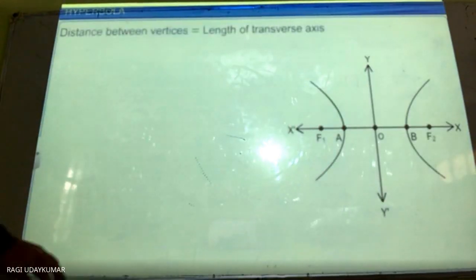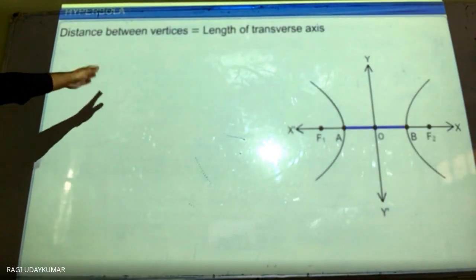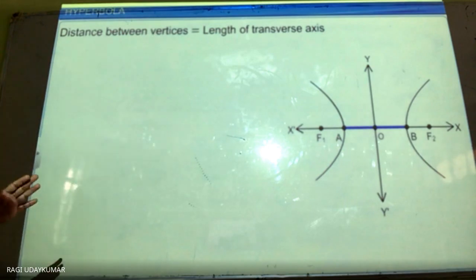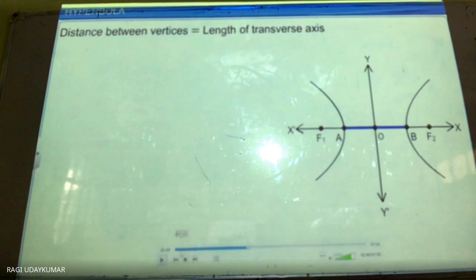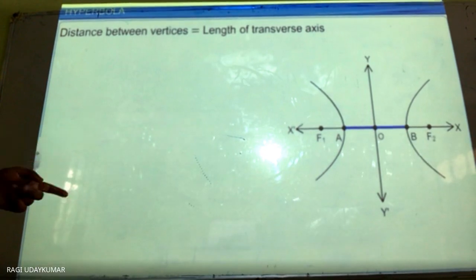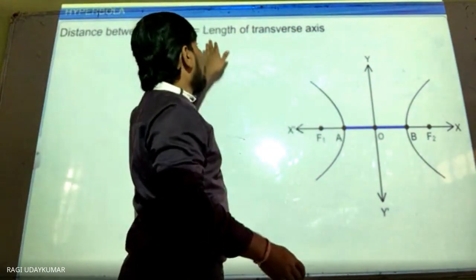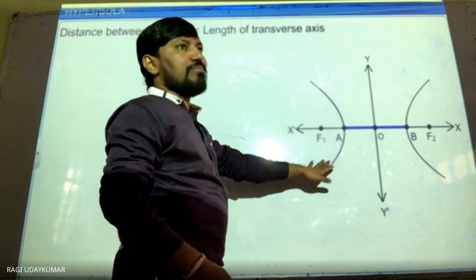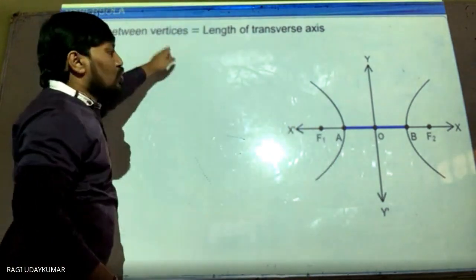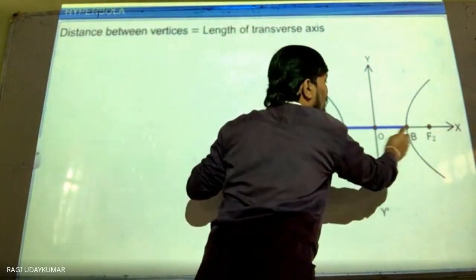This is the hyperbola and the conjugate axis. The distance between the two vertices is the length of the transverse axis. Actually, the transverse axis is a line, and a line does not have a distance or length, but the length of the transverse axis is defined as the distance between the two vertices.